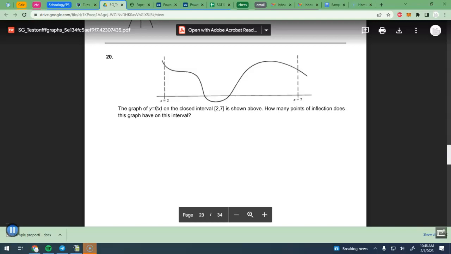This is the original graph, and I'm looking for points of inflection. So I'm looking for where the concavity changes from curving up to curving down, or vice versa. So I just drew the curves, like that's going up, that's down, that's up, and then that's down. So how many times does this switch? Well, it switched once there, once there, once there. So there's 3. Is that right? Yeah.